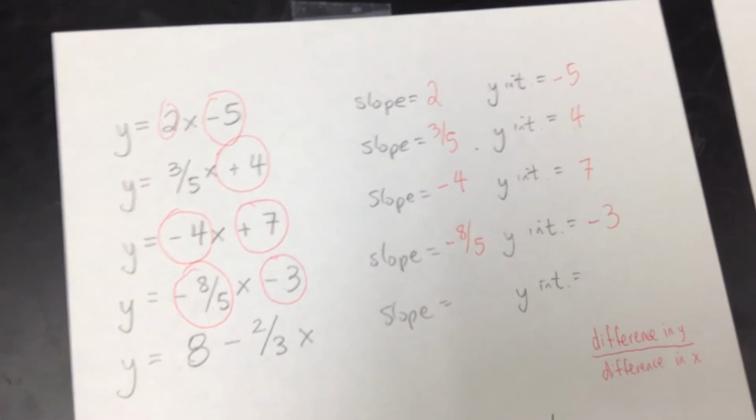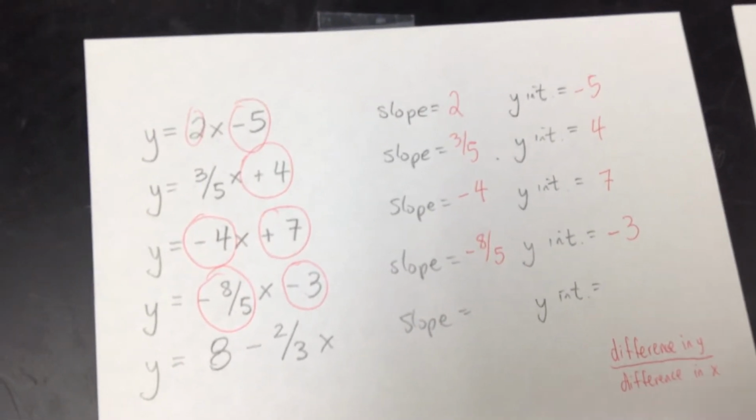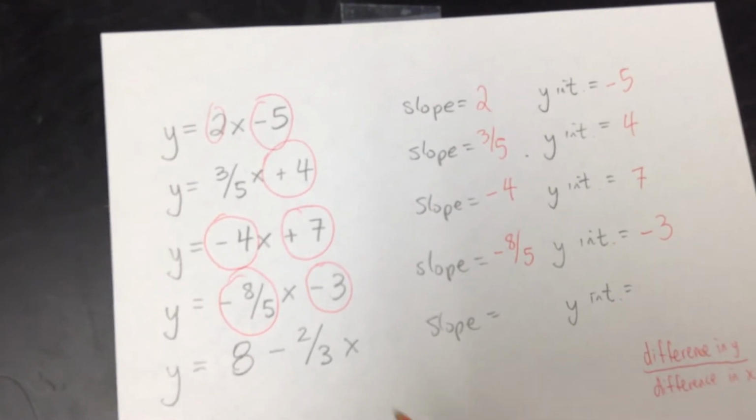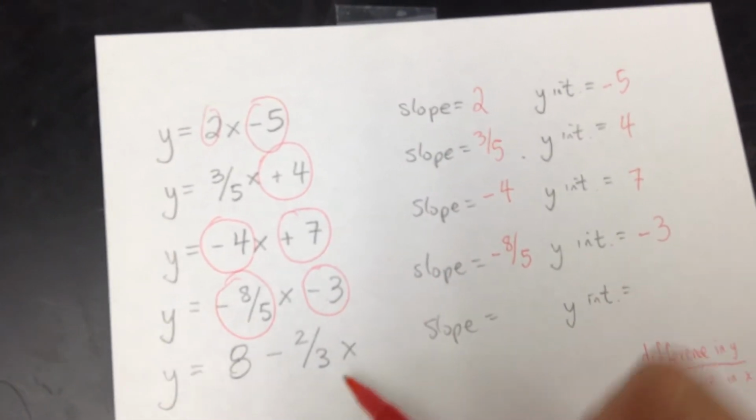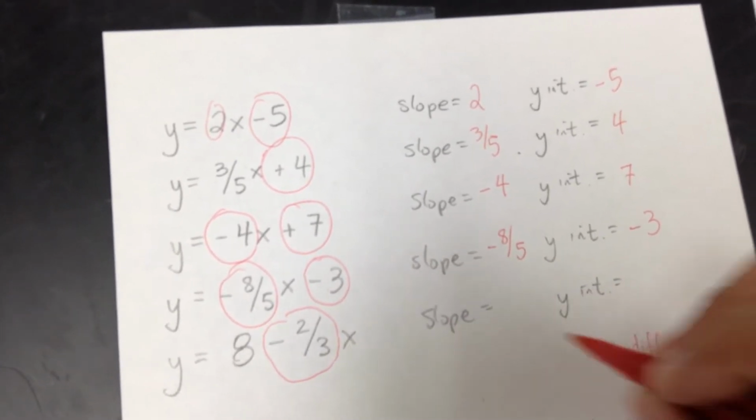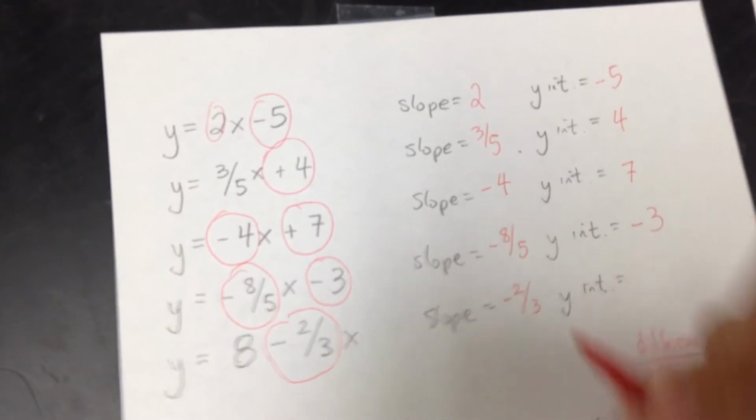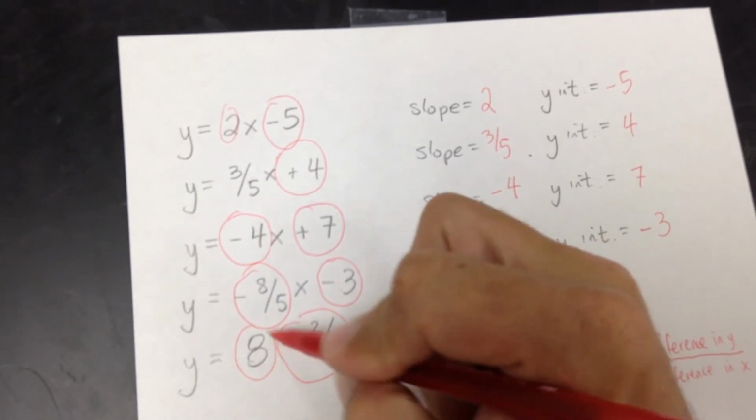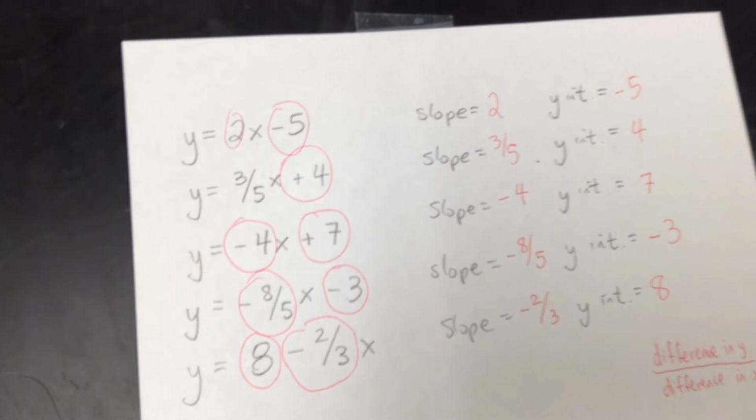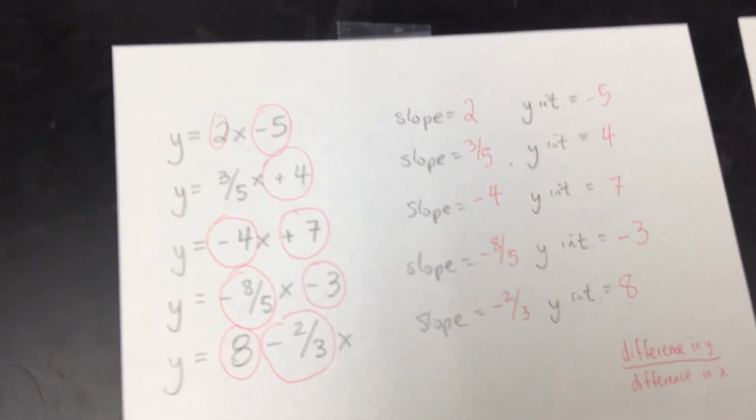And the last one, now you can see this last problem is written a little differently, but we still need to understand that the number in front of the x is the slope. So the number in front of the x in this one is -2/3. And the y-intercept, that's that number all by itself. It's 8. There's no sign in front of it, so I know it's positive, so just 8. Okay, so that should be a pretty easy part.